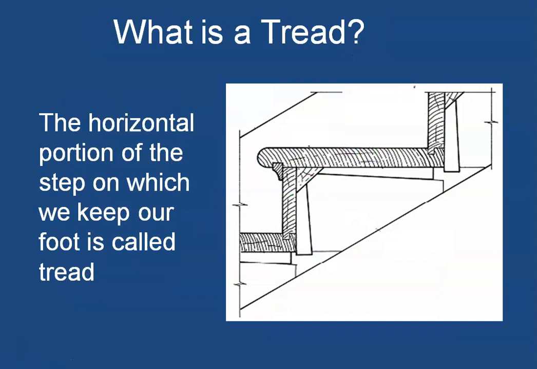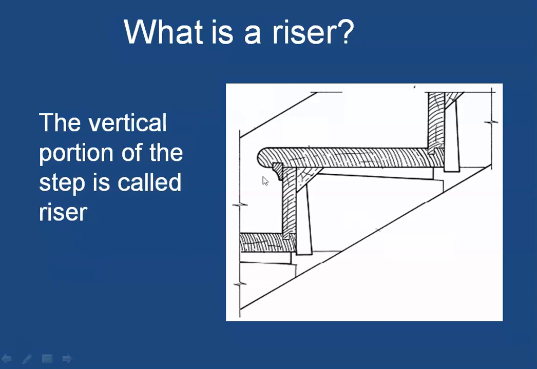Now what is a tread? A tread is the horizontal portion of a step. As you can see, this is the horizontal portion of the step on which we keep our foot. It is called a tread. What is a riser? A riser is the vertical portion of the step. So we are going to climb a number of risers.